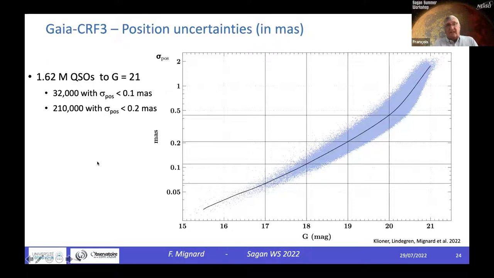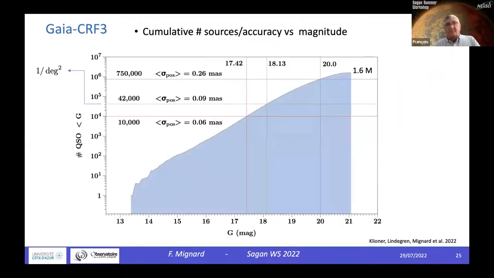What is important is that below 0.1 milliarcsecond, there are still 32,000 sources. So it's very large, about eight times larger than the radio ICRF at the moment. And 0.2 milliarcsecond is 200,000. It depends very much on the magnitude, but in total we have 1.6 million. Obviously the system is also defined by the brightest sources, and they are more or less uniformly distributed on the sky.